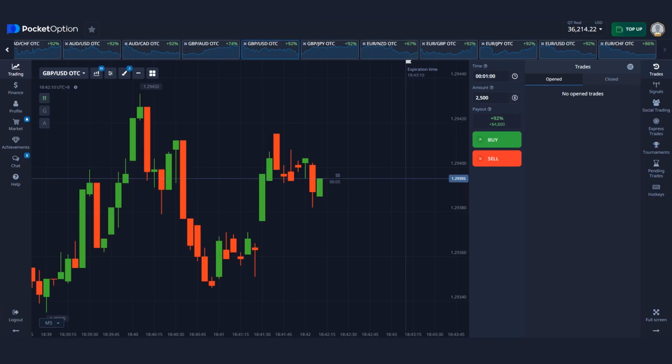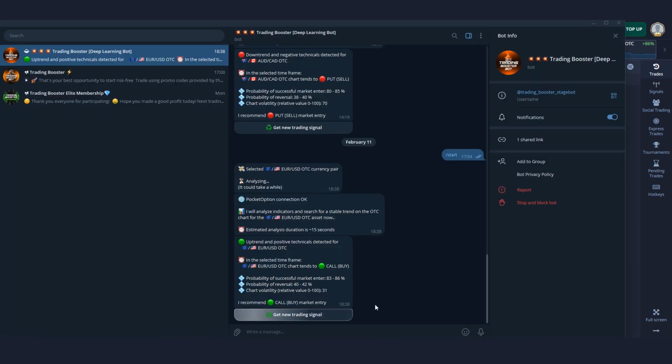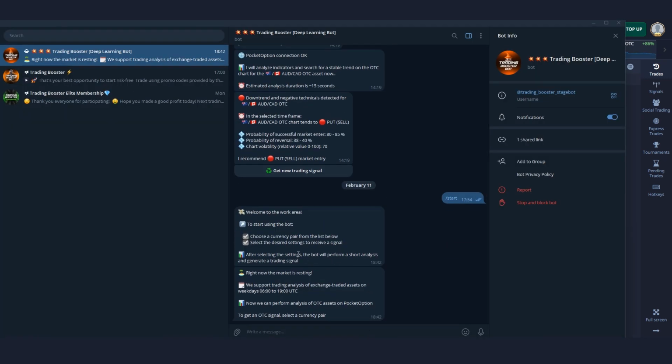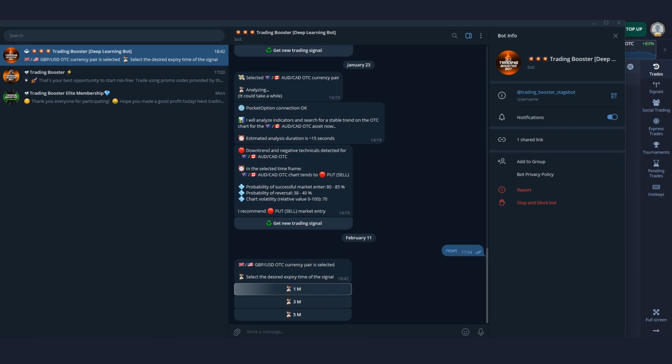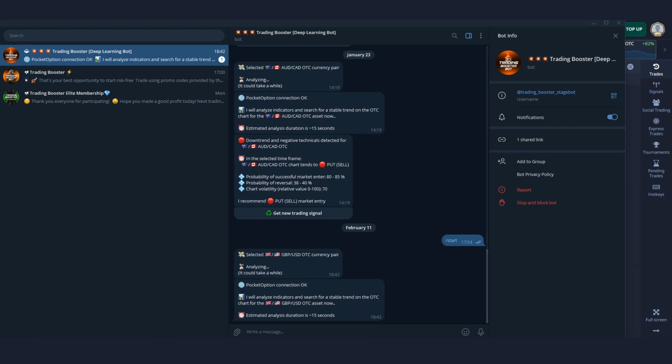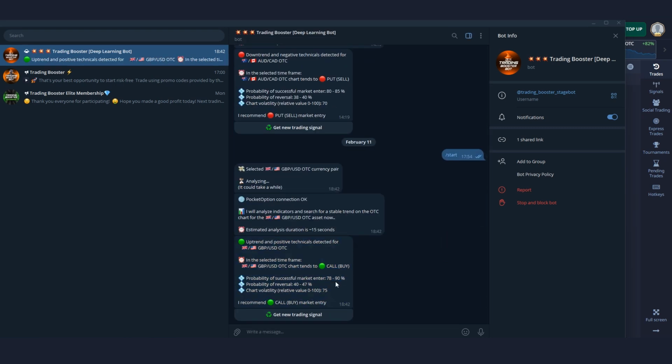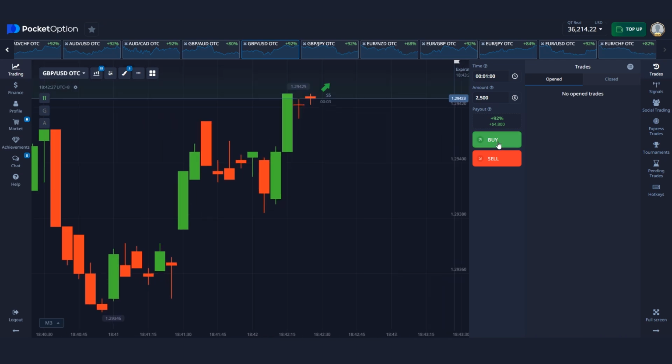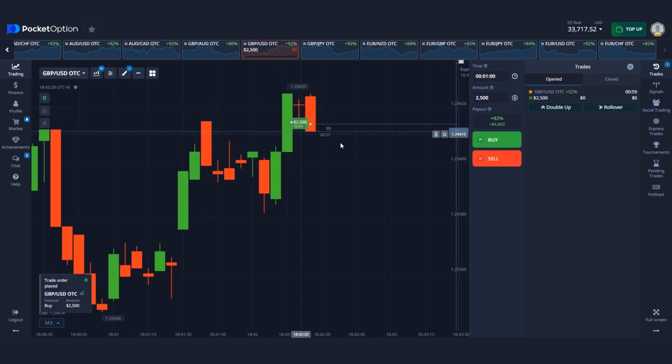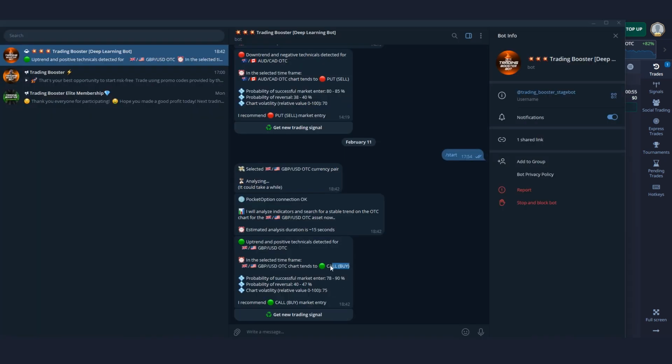I'm choosing the currency pair British Pound Dollar, then I go to the booster bot and select the same currency pair. Time for the trade: I'm choosing 1 minute. I'm getting a buy signal with great percentages. To start, I'll open my buy trade on the new 5-second candle. And now, what do these percentages actually represent?